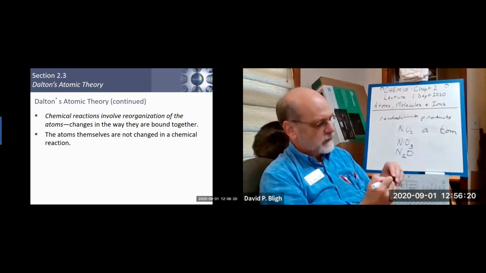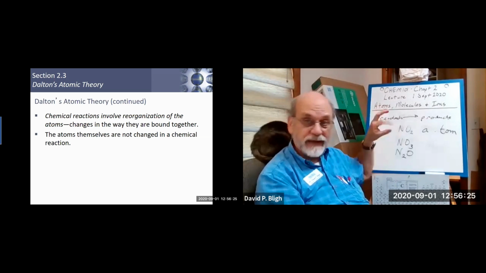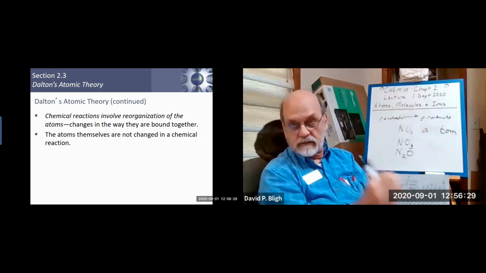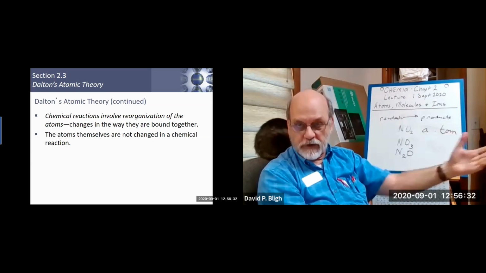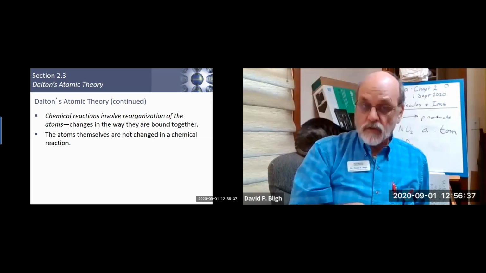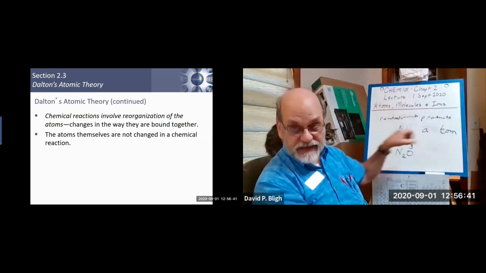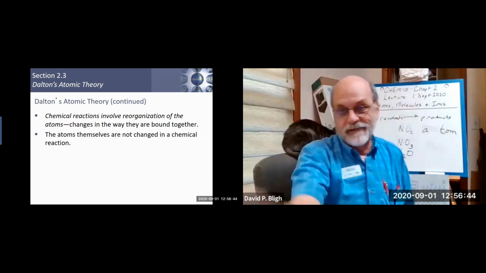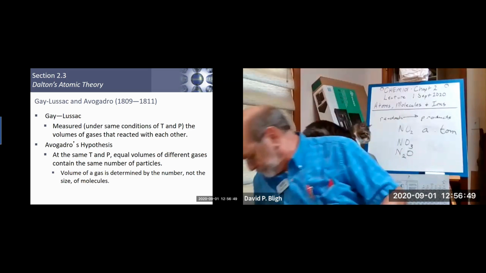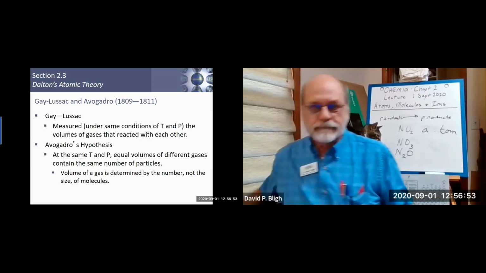So when you have so many atoms of a particular element on this side combined in a compound, on this side, they're just reshuffled into one or more different compounds. So you don't change the atoms in the chemical reaction, and that's why the mass on this side is equal to the mass on that side. Because all you've done is play musical chairs with them. Okay.